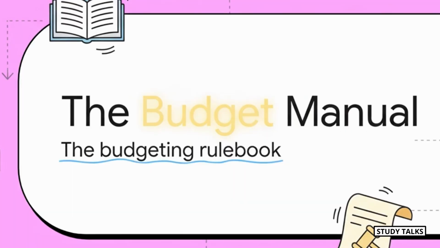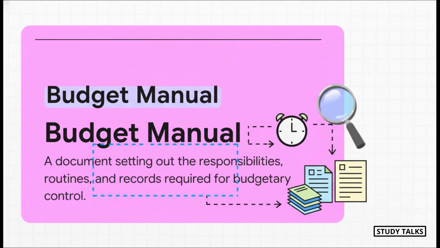Let's zero in on that last part, because the budget manual is a really big deal. Seriously, think of it as the rule book or even the constitution for the whole budgeting game in a company. It's what keeps everyone on the same page. And the official definition says it all. It lays out who's supposed to do what, the whole schedule, which specific forms to fill out, what reports to use, everything. Basically, it writes down the entire system so there's absolutely no confusion.